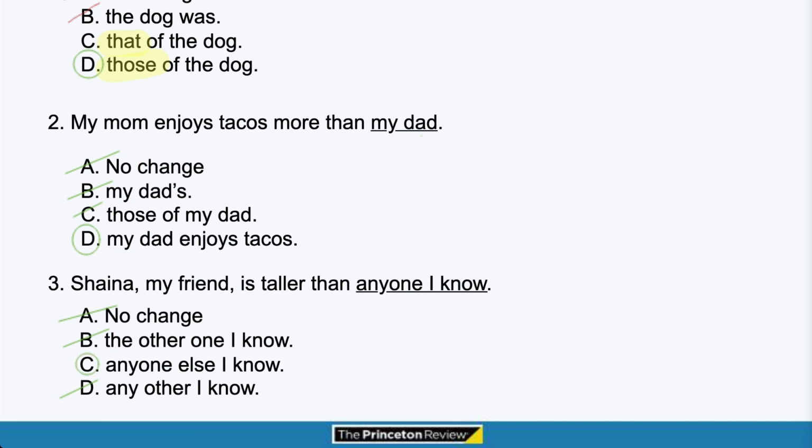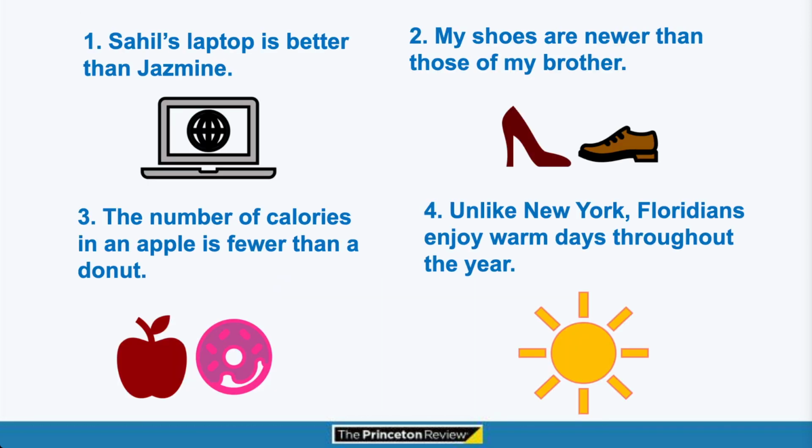Okay, so now it's time to go back to that very first thing that we saw. Now that you've seen 4 different types of faulty comparisons, let's see if you're able to figure out which ones are correct or incorrect. So number 1, Sahil's laptop is better than Jasmine. This one is not gonna work, right? In this case, in the sentence as it's written, we're comparing Sahil's laptop to Jasmine.